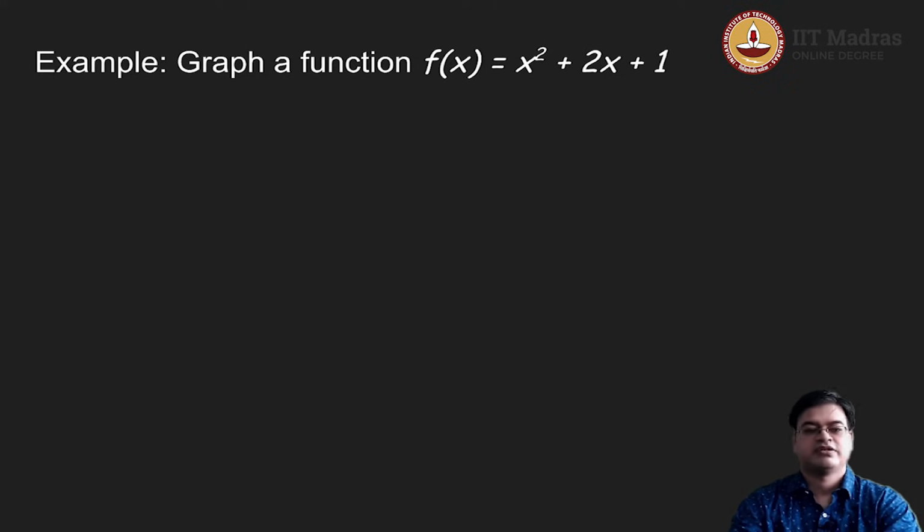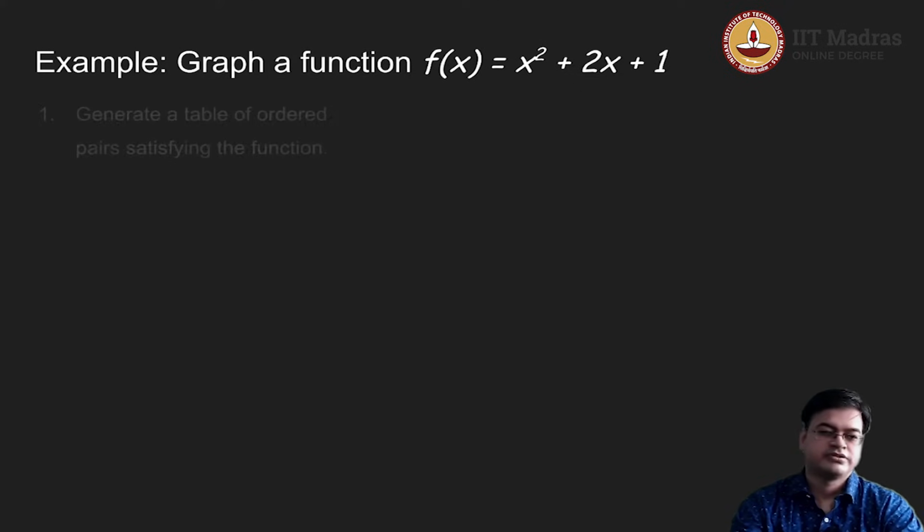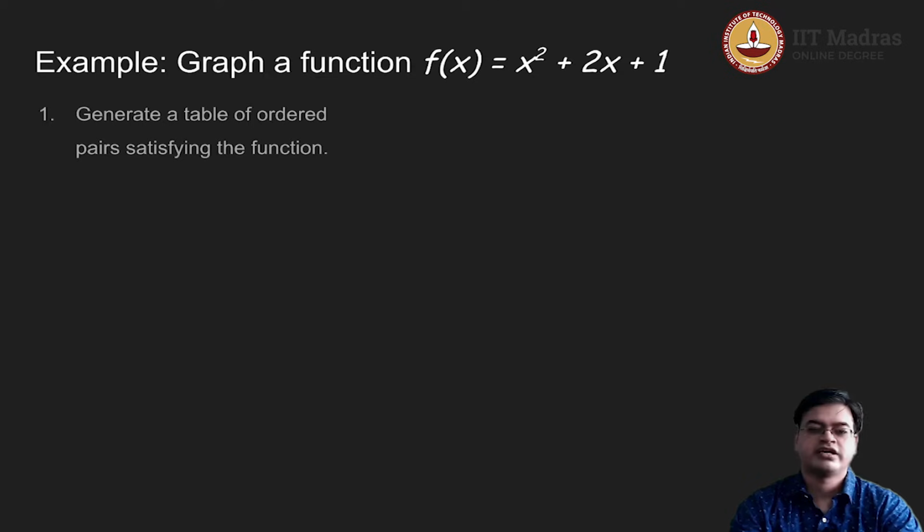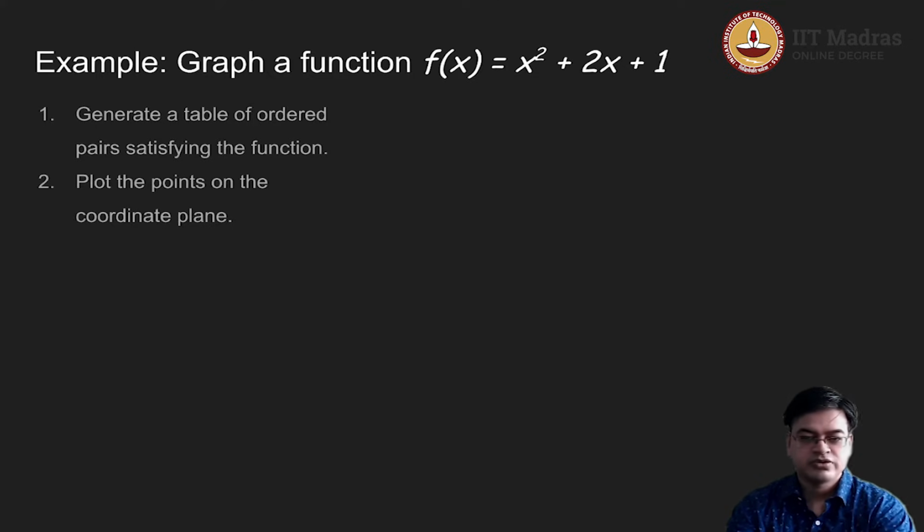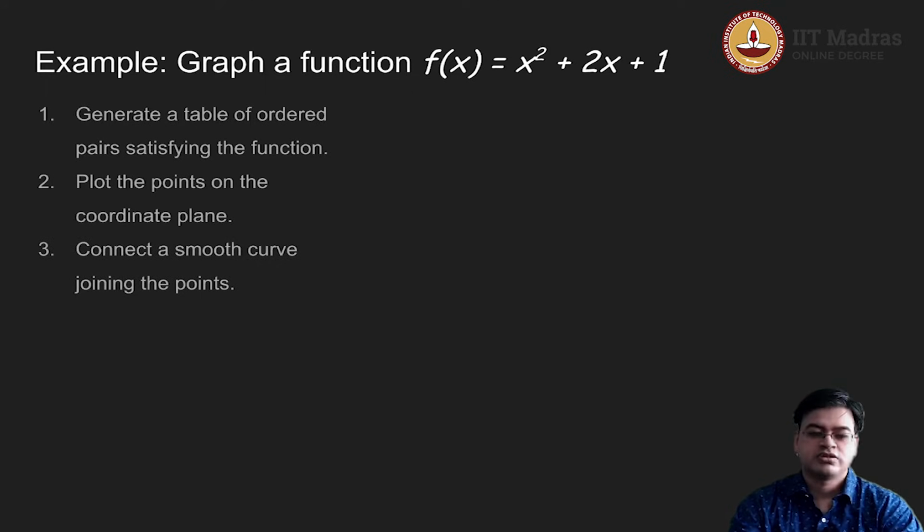Let us take one example. Let us say I want to graph a function y = f(x) equal to x square plus 2x plus 1. How will I graph this function? In 3 steps. First, I will generate a table of ordered pairs satisfying the given function. Second, I will plot those points on the coordinate plane. Once I plot those points on the coordinate plane, I will connect a smooth curve joining the points. This is the recipe for drawing a function.